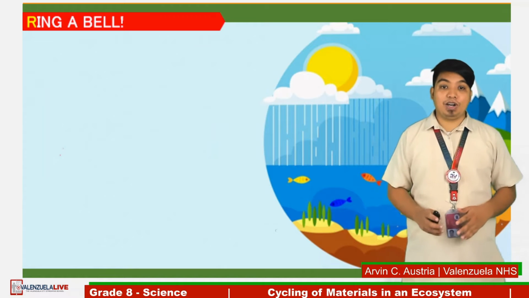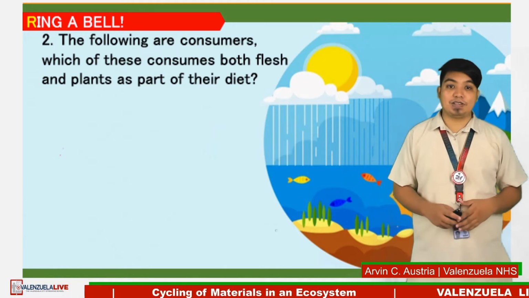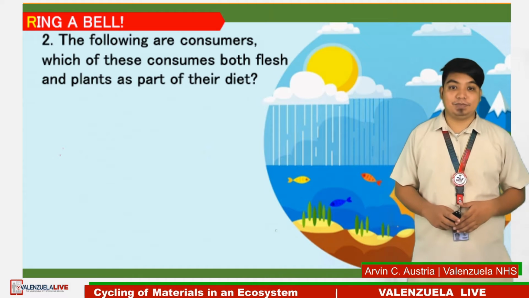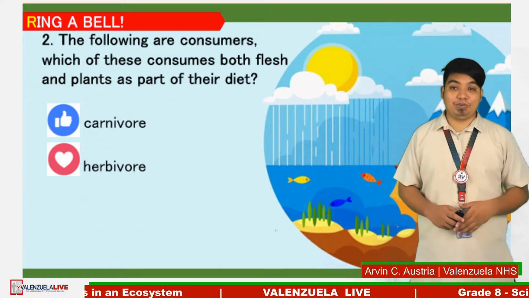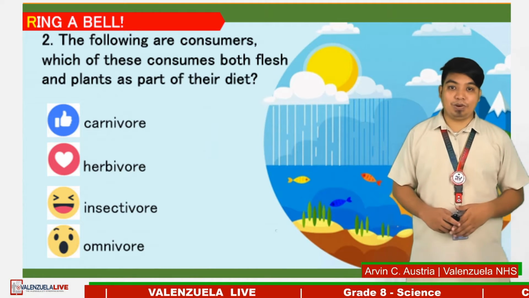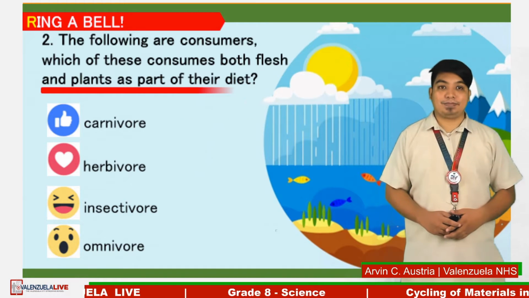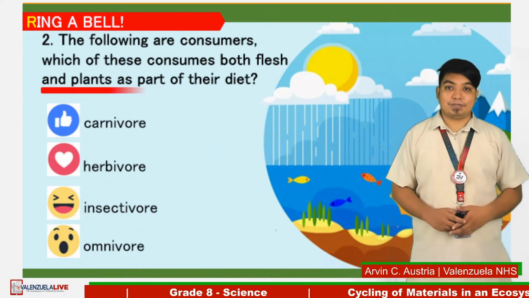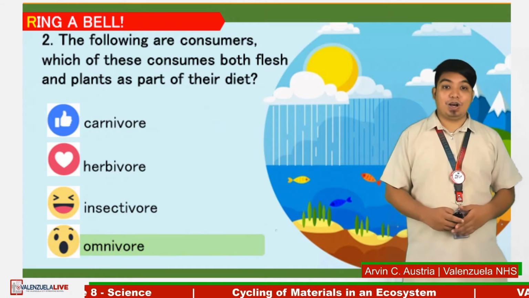The following are consumers. Which of these consumes both flesh and plants as part of their diet? Is it carnivore, herbivore, insectivore, omnivore? 5 seconds. The correct answer is omnivore.